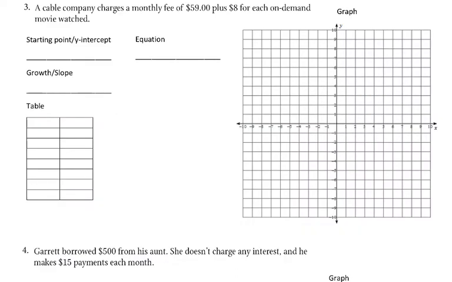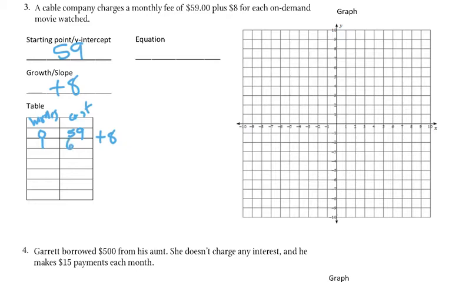Okay, number 3. A cable company charges a monthly fee of $59 plus $8 for each on-demand movie watched. So in this one, how many movies we watch will determine the cost for that month. So if I watch no movies, I still paid $59 for the monthly fee. I watched one, I'm going to add 8 to that. So we're adding 8, it's arithmetic again, starting at 59.